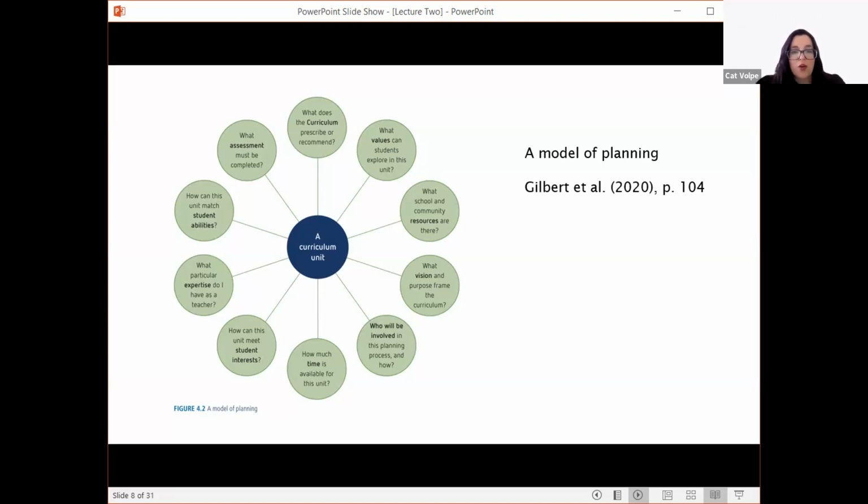Usually this is where backward mapping comes in, where you're thinking about how long you have for a unit of work, what the assessment is, and moving backwards to see how much time you have to cover the different topics within a unit. How can this unit meet student interests? Very important to be thinking about this. There are often times I looked at units of work and thought, oh, this is going to be hard to get through. The students are going to hate this. And it can be a little bit more of a struggle with certain topics to try to make it interesting. But it's definitely probably the most important question to think about on this entire slide. And this is where relevance comes in. What particular expertise do I have as a teacher?